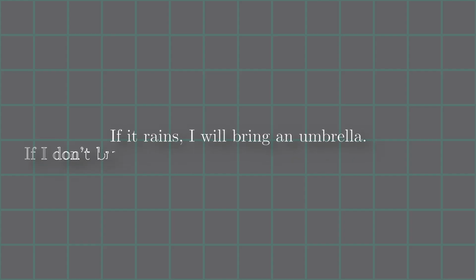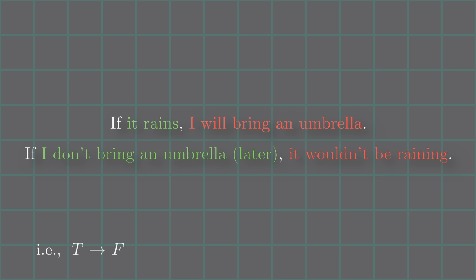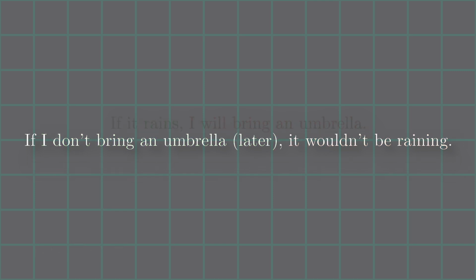Now, can you show that these statements are logically equivalent using a truth table? In fact, this is called the contrapositive of a conditional statement, and it's an important fact that the conditional statement is logically equivalent to its contrapositive. For example, the statement "if it rains, I'll bring an umbrella" is equivalent to "if I don't bring an umbrella, it wouldn't have been raining," since these two statements are only false when it rains but I don't bring an umbrella.